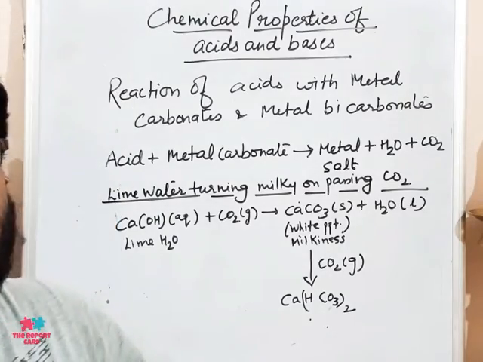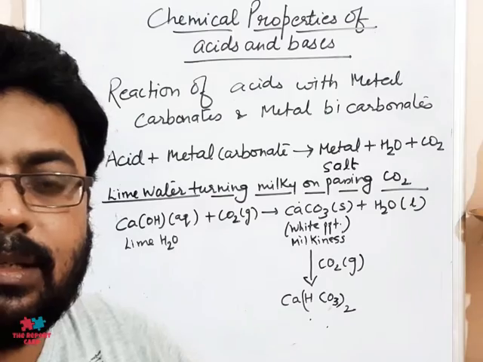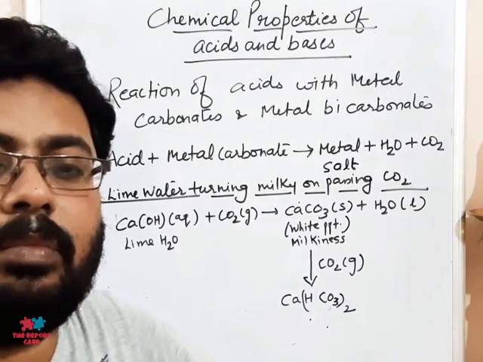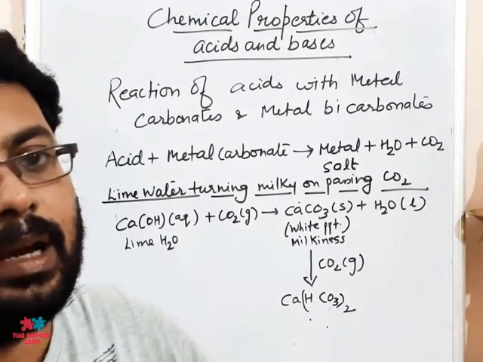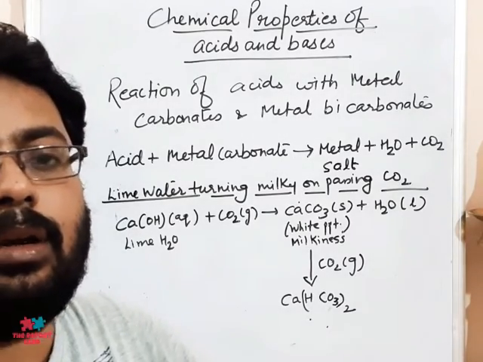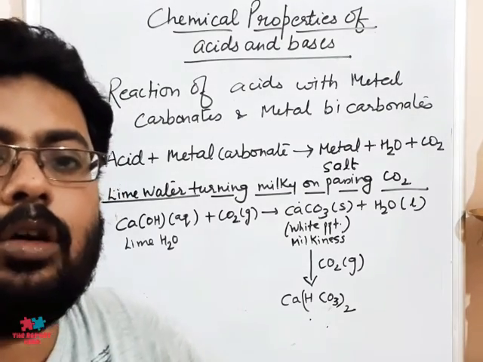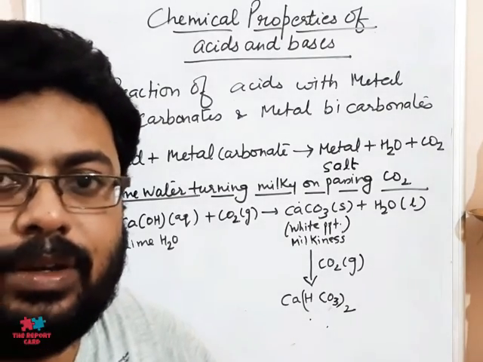So we have spoken about two types of reactions: reaction of metals with dilute acids, and reaction of metal carbonates and bicarbonates with dilute acids, and why carbon dioxide turns lime water milky. We'll talk more about this in our next video.